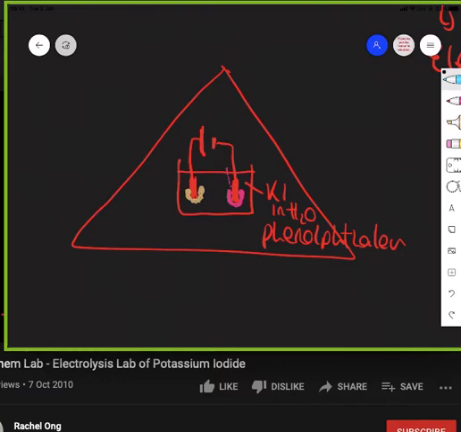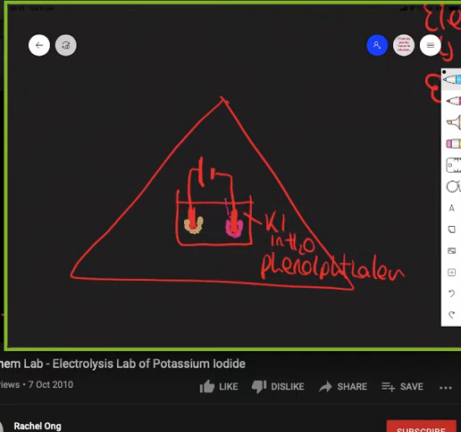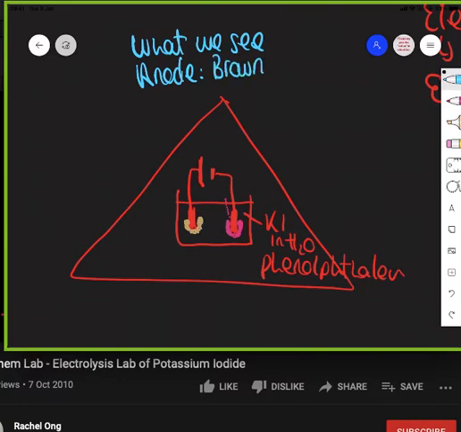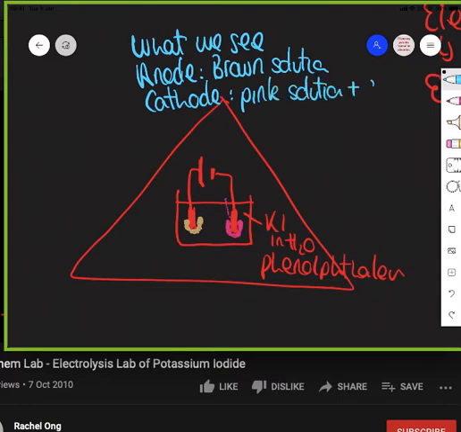So what we see, so at our anode we see the formation of brown solution, and at our cathode we see pink solution plus gas bubbles.